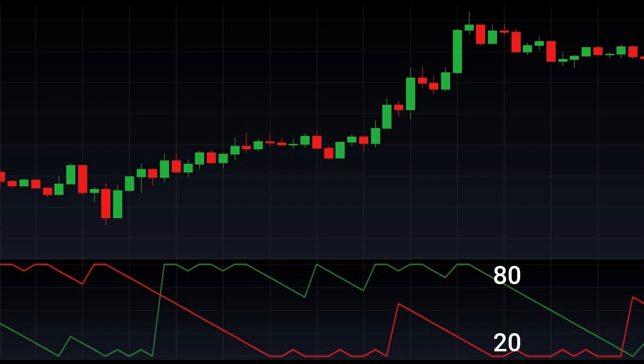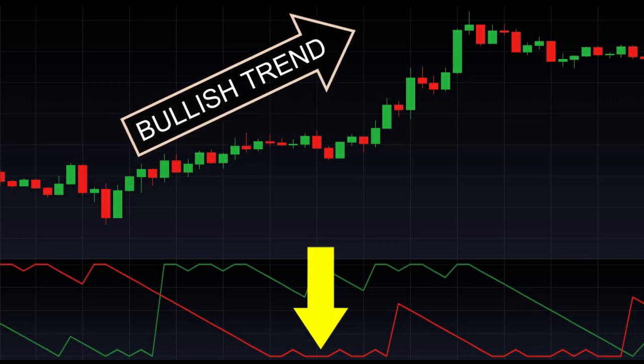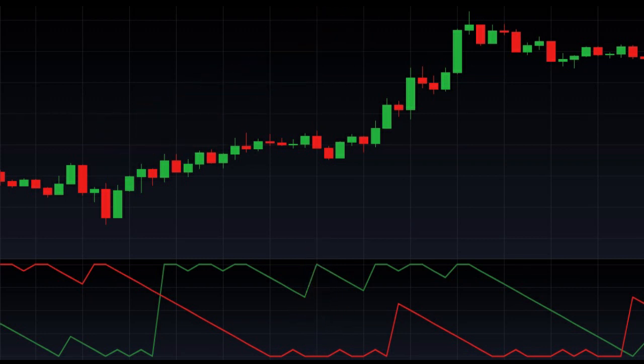Would you like to know how to tell if the price is trending up? You just have to wait for the Aroon up line to move above the level 80. If you find the Aroon down line is staying below level 20 at the same time, it would confirm the bullish trend in the market. If you find the Aroon indicator in this situation, you should definitely look to place a buy order.